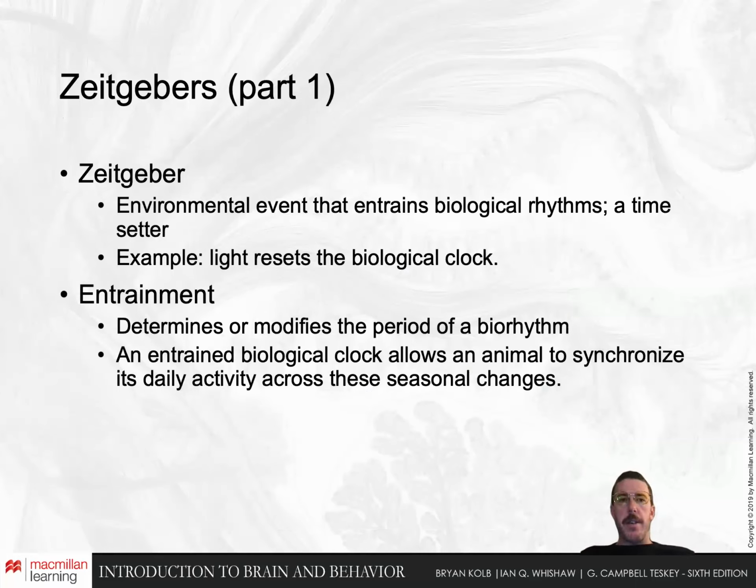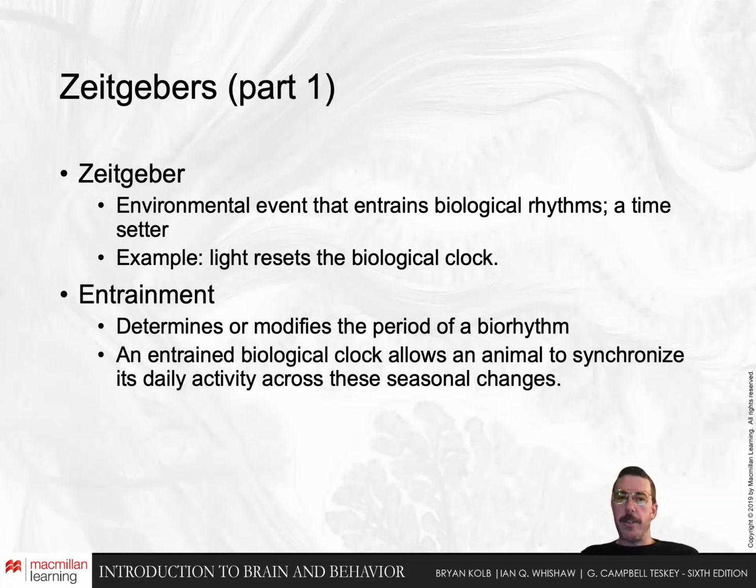So this brings us to the term Zeitgeber, or time giver in German. A Zeitgeber is an external environmental event that can entrain or lock the timing of these biological rhythms, like light. So when we get up in the morning and we turn on our lights or open up our phone, it's resetting the clock each day. And the word entrainment refers to this idea of aligning the cycle. So it determines or modifies the period of the biorhythm.